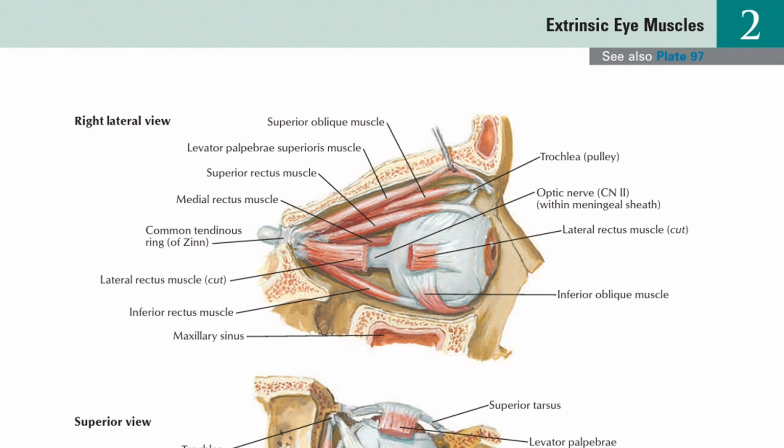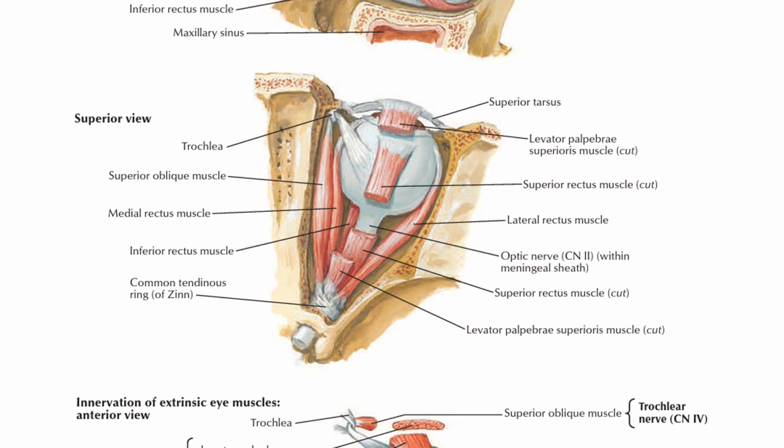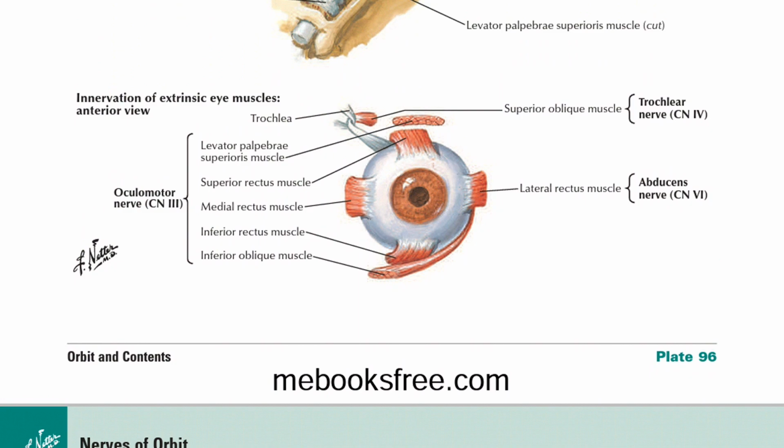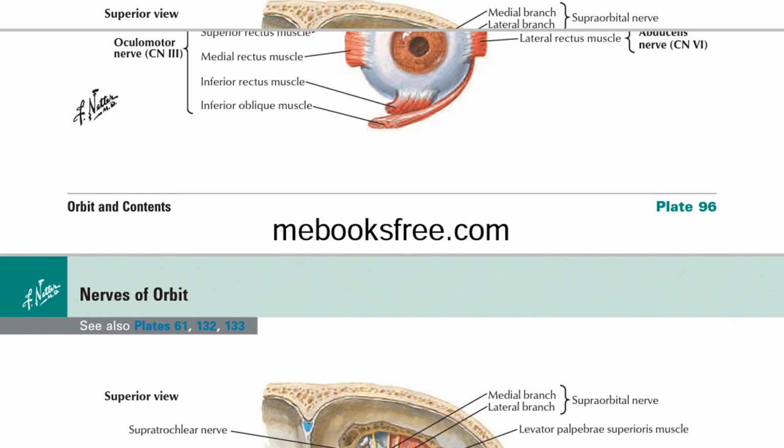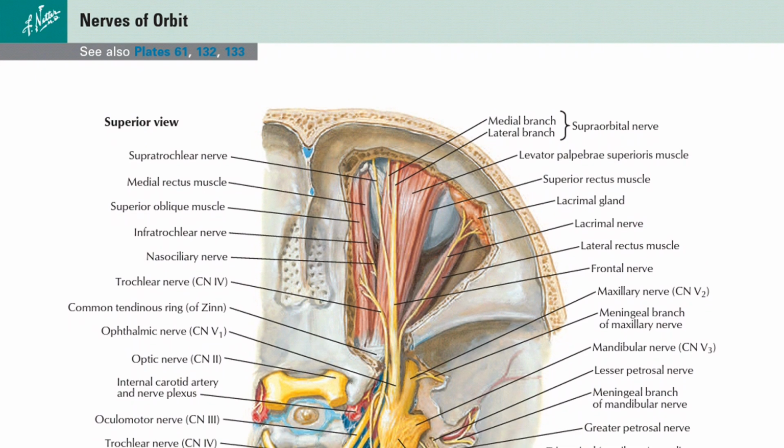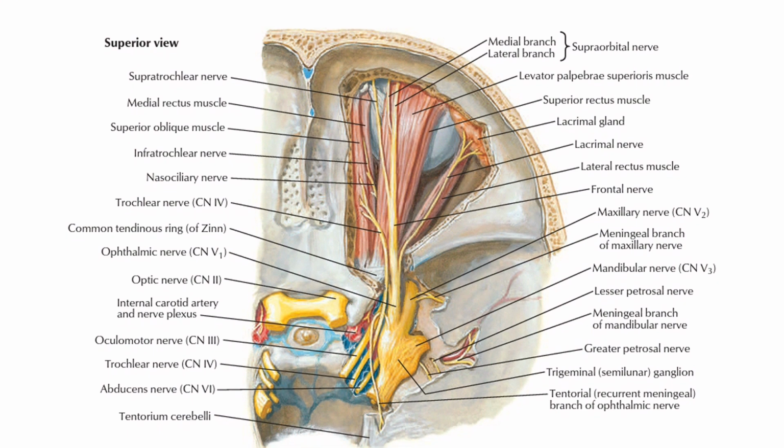Now the extrinsic eye muscles, which are connected with our eyeball, are responsible for the movement of our eyeball. Here the nerves of the orbit are shown. So you see the nerves which are present in the orbit, and they are innervating the eyeball.